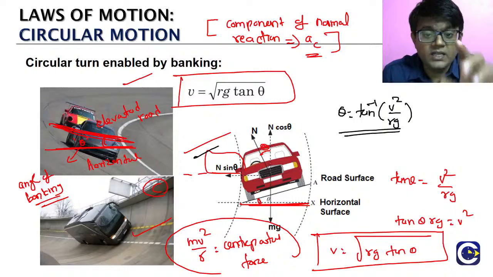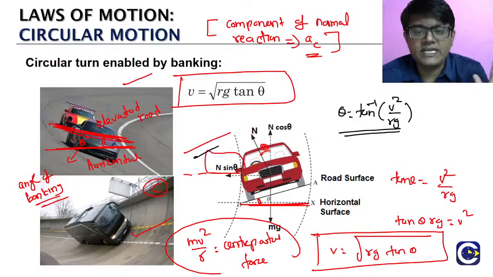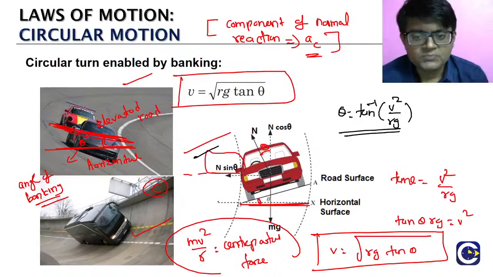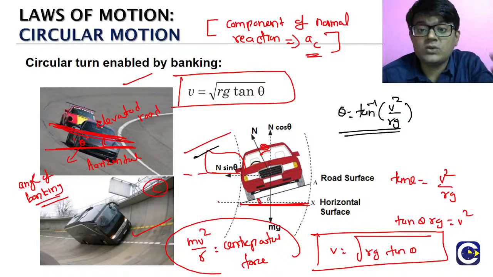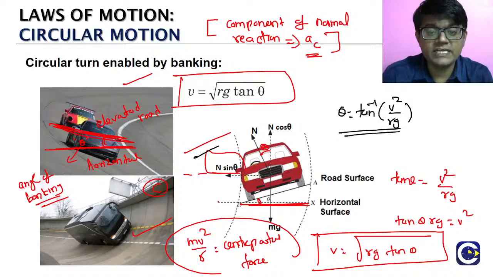If the velocity is root of rg tan theta, the N sin theta value will be able to provide the centripetal acceleration. But if your velocity is more than root of rg tan theta, skidding is going to happen.